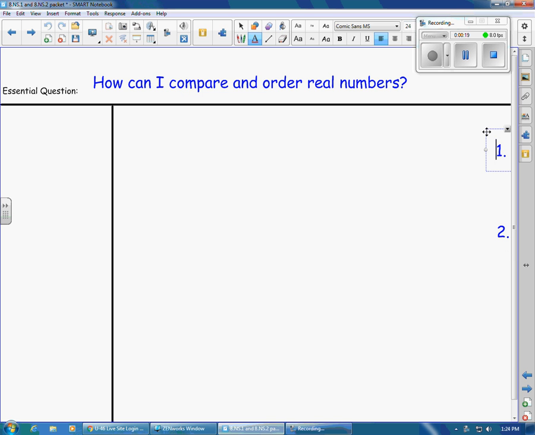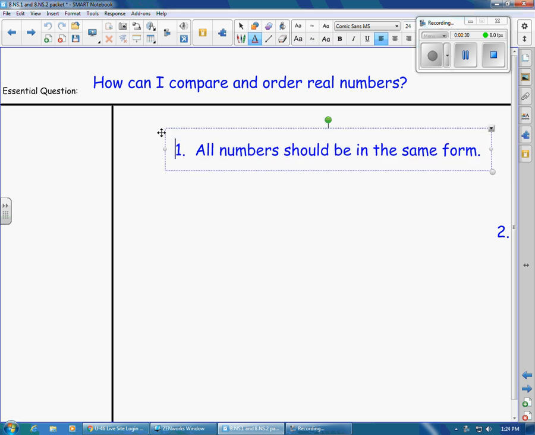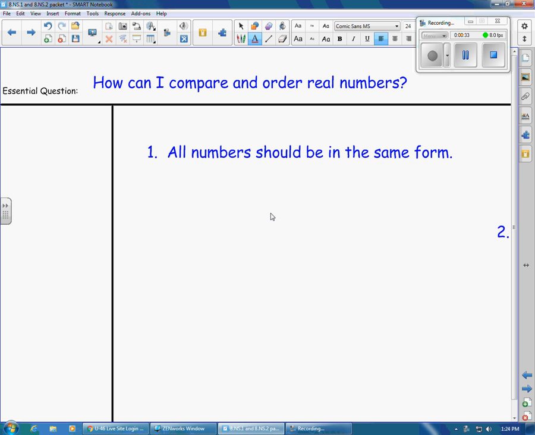So, you've been comparing and ordering real numbers since you were in kindergarten. It's just now we are looking at numbers that are more complex, and we have to make sure, number one, that all the numbers are in the same form. So if you're trying to compare decimals and fractions and square roots and other types of radicals, they need to be in a common form. It's almost impossible to try to order something that's not in the same form. So we need to convert everything, whether it's all to fractions or all to decimals, but all of our numbers need to be in the same form.